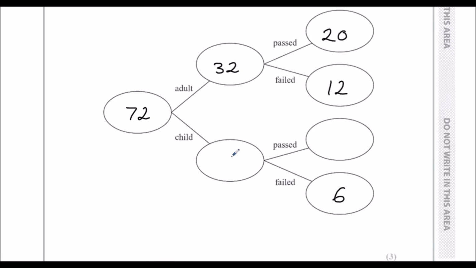We can see how many children there are will be the total take away 32. 72 take away 32 is 40. So 40 children took the test, 6 failed. 40 take away 6 is 34. 34 children passed the test.